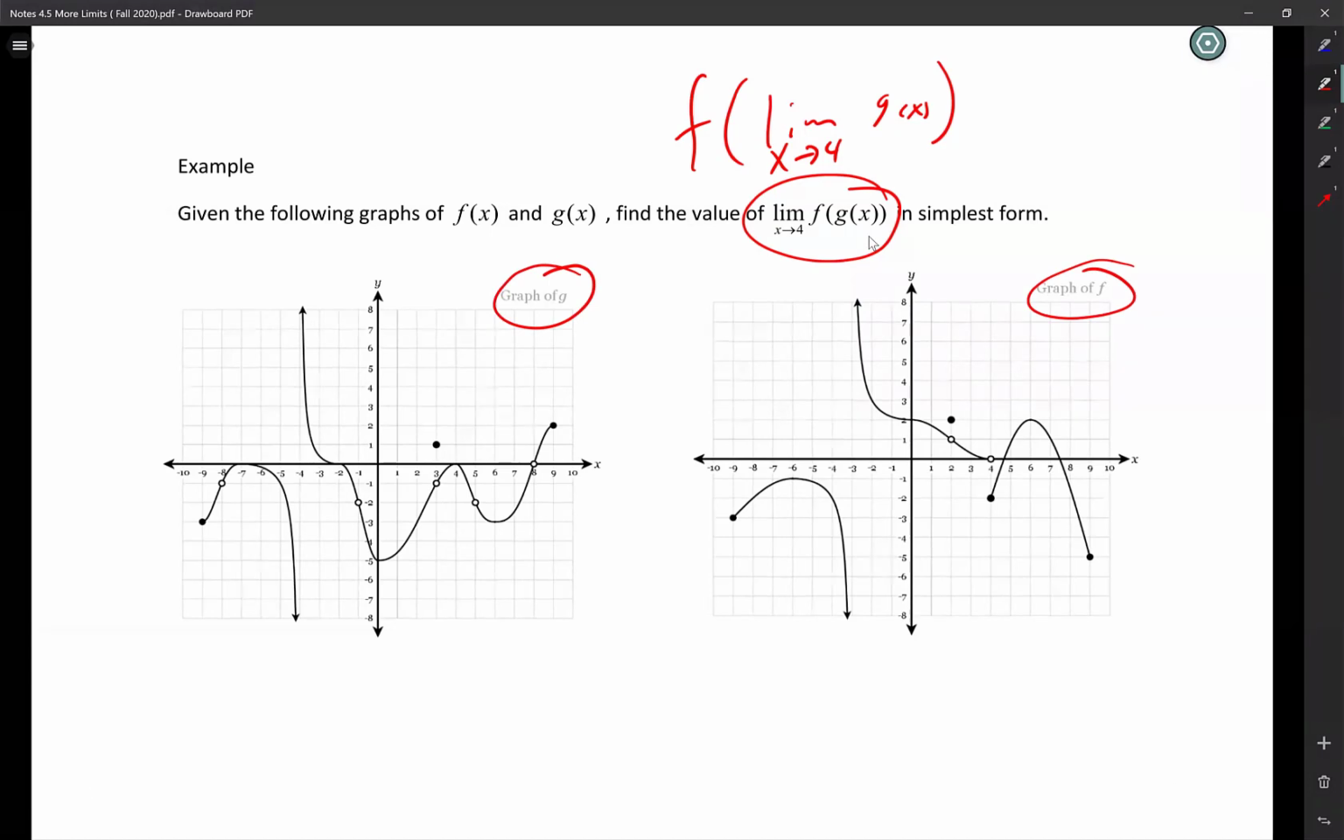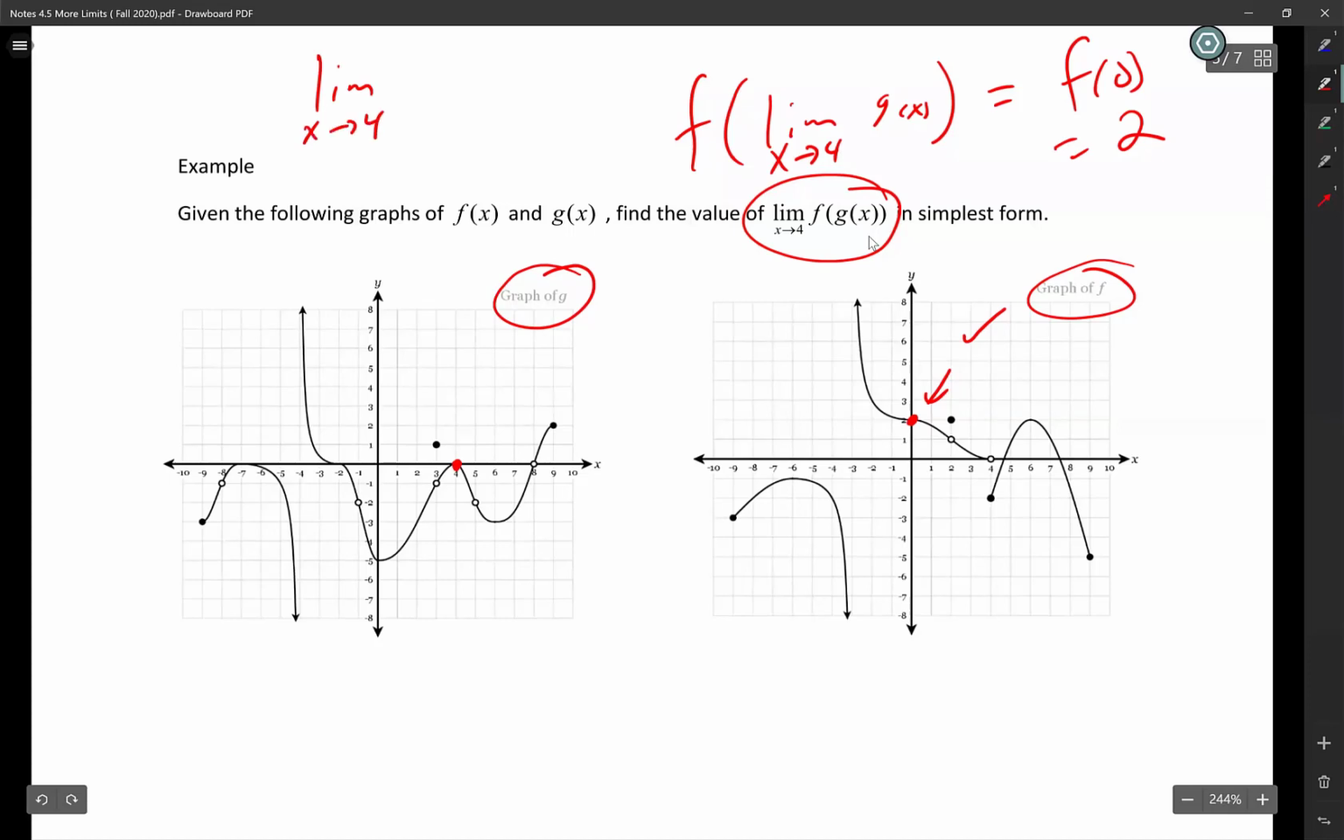So here it is. It looks like that y value is 0. So now this means f of 0. And at 0, the graph of f is continuous. You're good. You're real good. So that's going to be a 2. So how do I rewrite it? Limit as x approaches 4 of f of g of x equals 2.